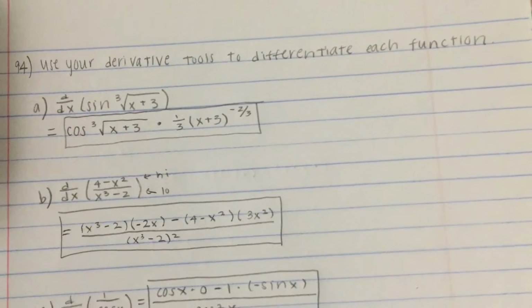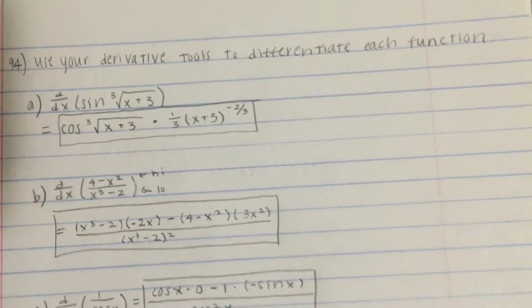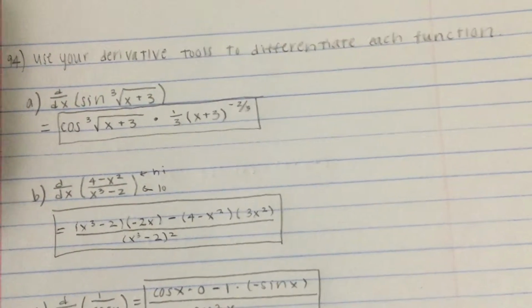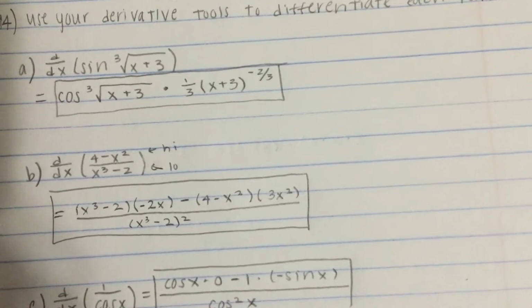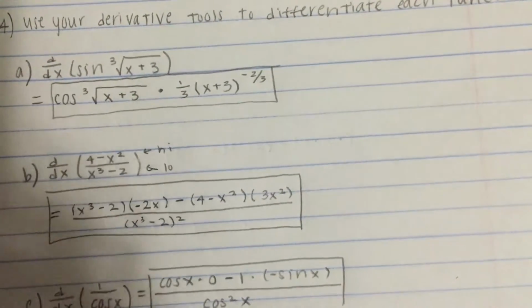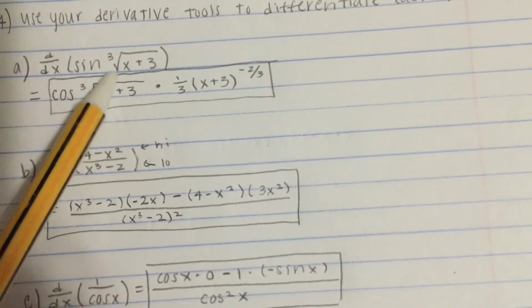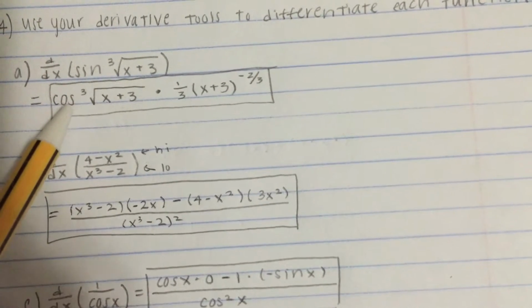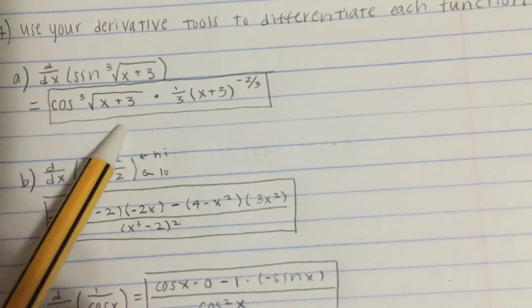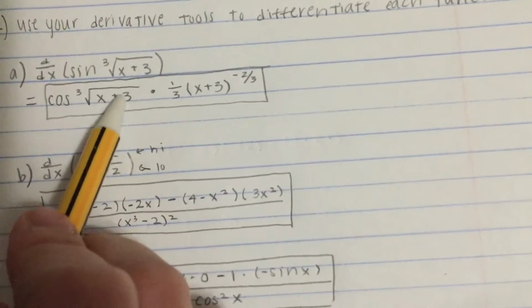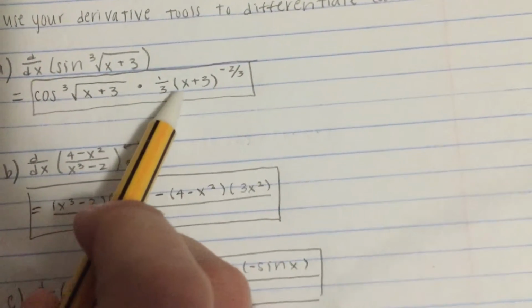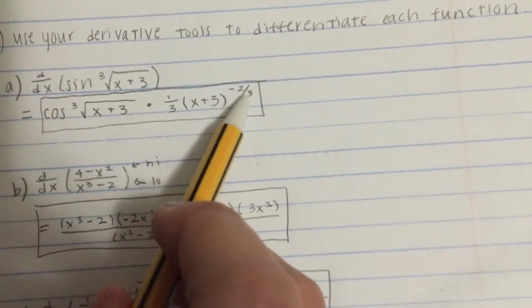This is CPM Calculus Chapter 5, number 94, and it's asking us to use your derivative tools to differentiate each function. For A, it's asking us d/dx of sine of the cube root of x plus 3. So what I did was I took the derivative of sine of this, and that's just cosine of the cube root of x plus 3, and I used the chain rule because there's still this function. So I multiplied it by 1/3 (x plus 3) to the negative 2/3.